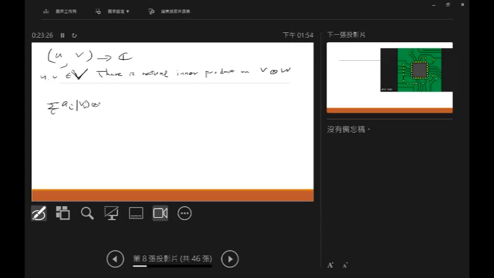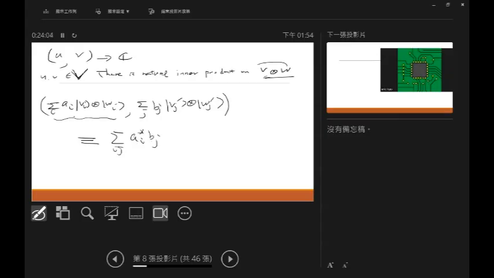So why? Let's say I take one element inside V tensor W, which I can write as the sum of AI VI tensor WI. Now I can take another one, let's say Vj prime tensor Wj prime. Then I can define the inner product. Suppose I have two inner products, one on V and one on W. Then the natural thing is that I just define it to be the sum over I and J of AI star Bj. So this is our coefficient, and I take the inner product of this with this, and this with this. So I can write it as the inner product of Vi and Vj prime times the inner product of Wi and Wj prime. So yeah, it's just some computational convention, but a simple definition.